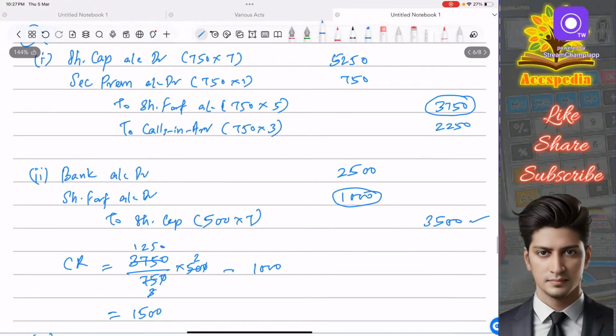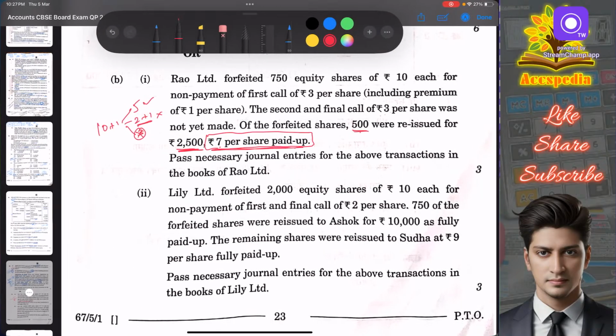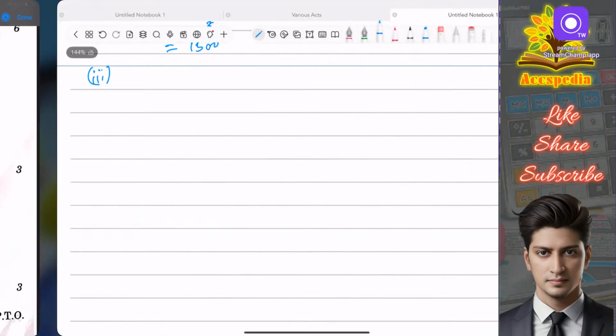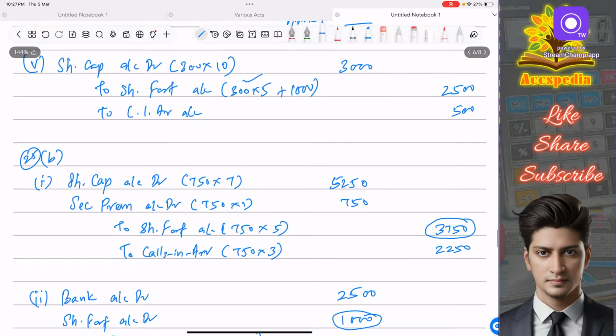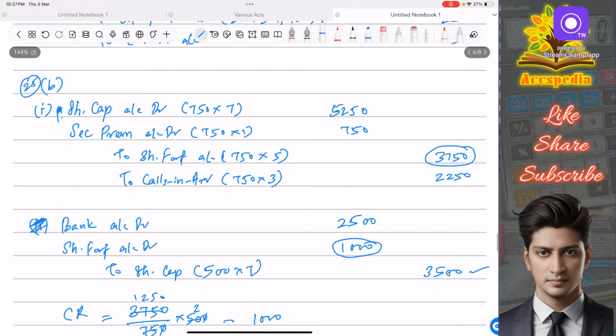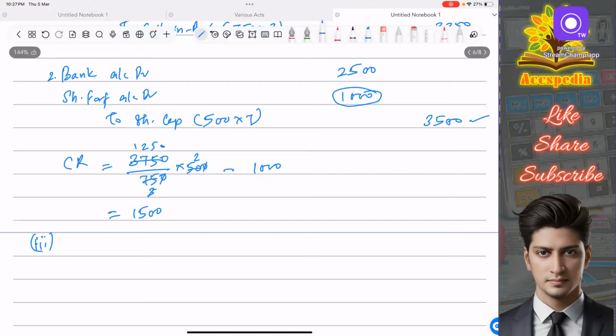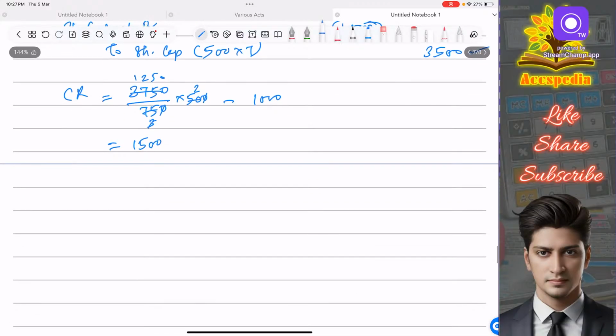Okay, then, I should not have used these numbers. Number 1 is the first entry, number 2 is the second entry, and capital reserve is number 3.